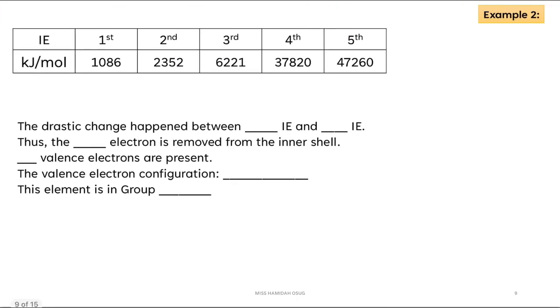So, this is a template that you can use to explain successive ionization energy. The drastic change happens between the third ionization energy and the fourth ionization energy. Thus, the fourth electron is removed from the inner shell. 3 valence electrons are present. So, the valence electron configuration is ns2 and p1, and this element is in group 13.